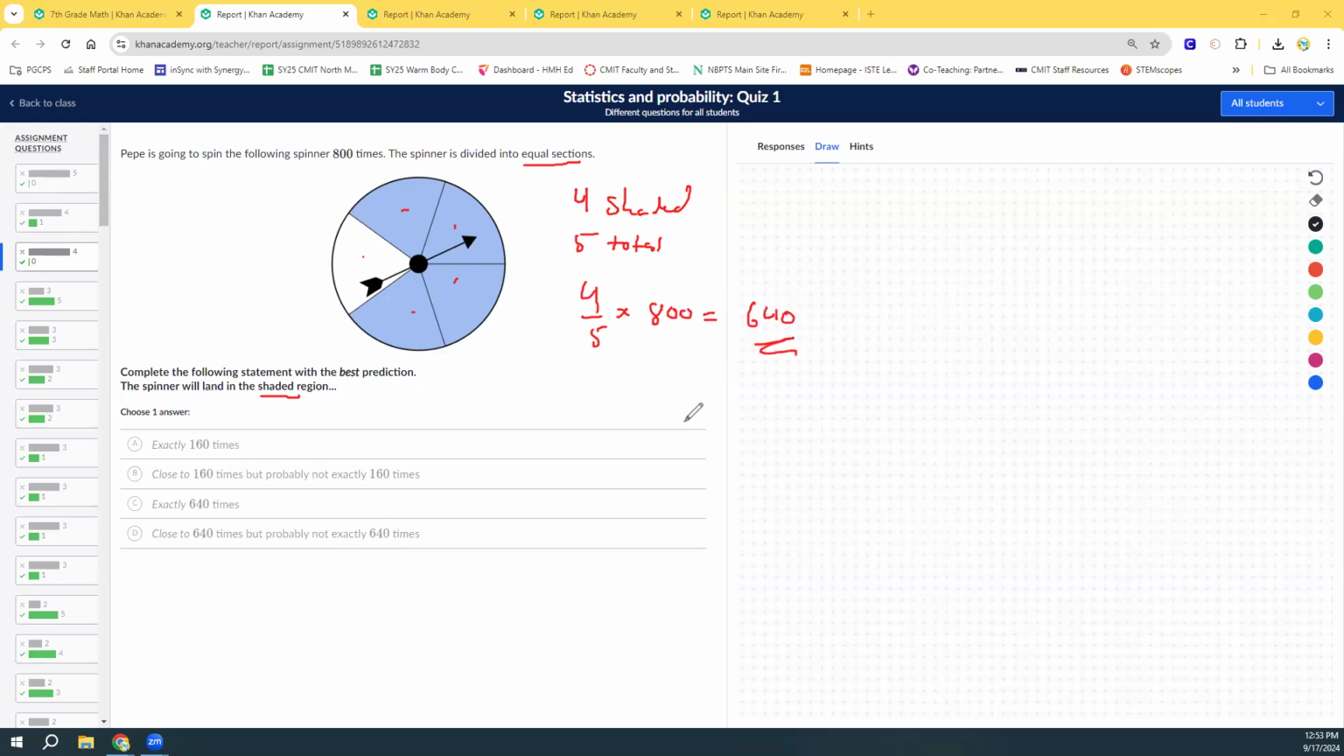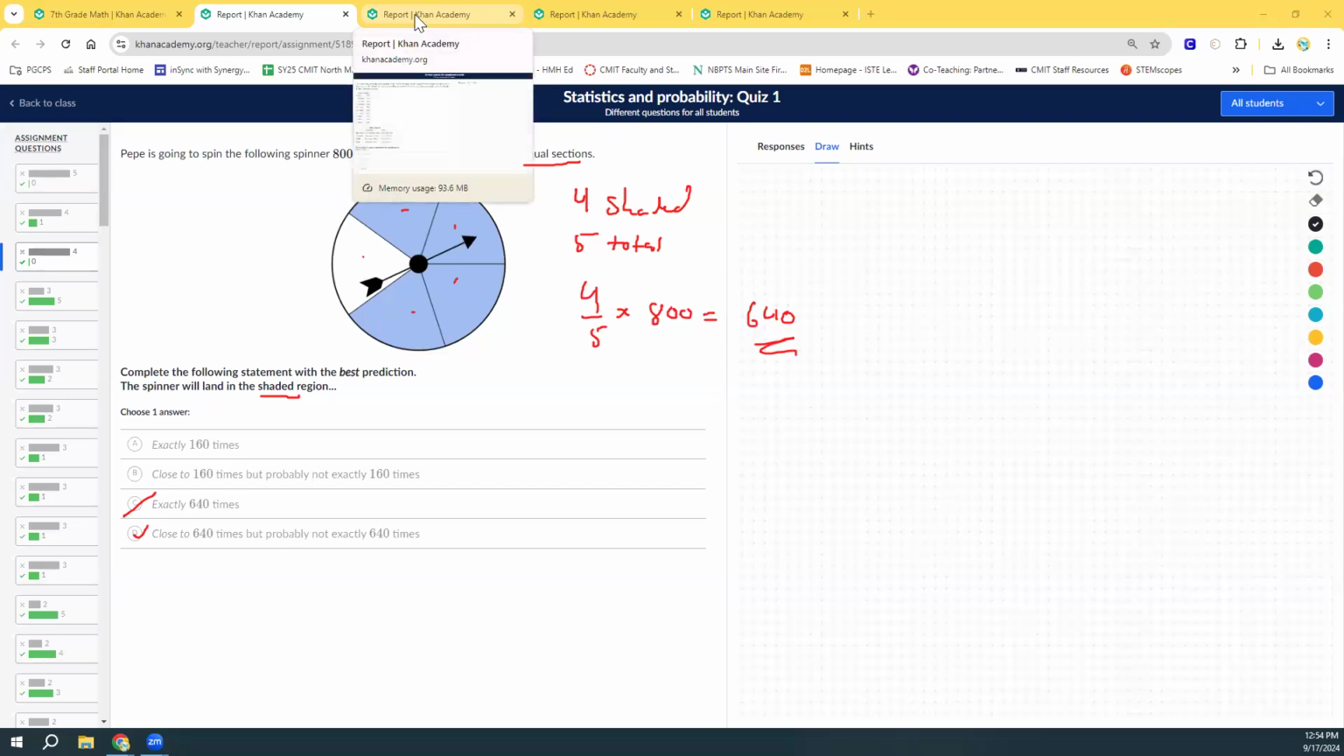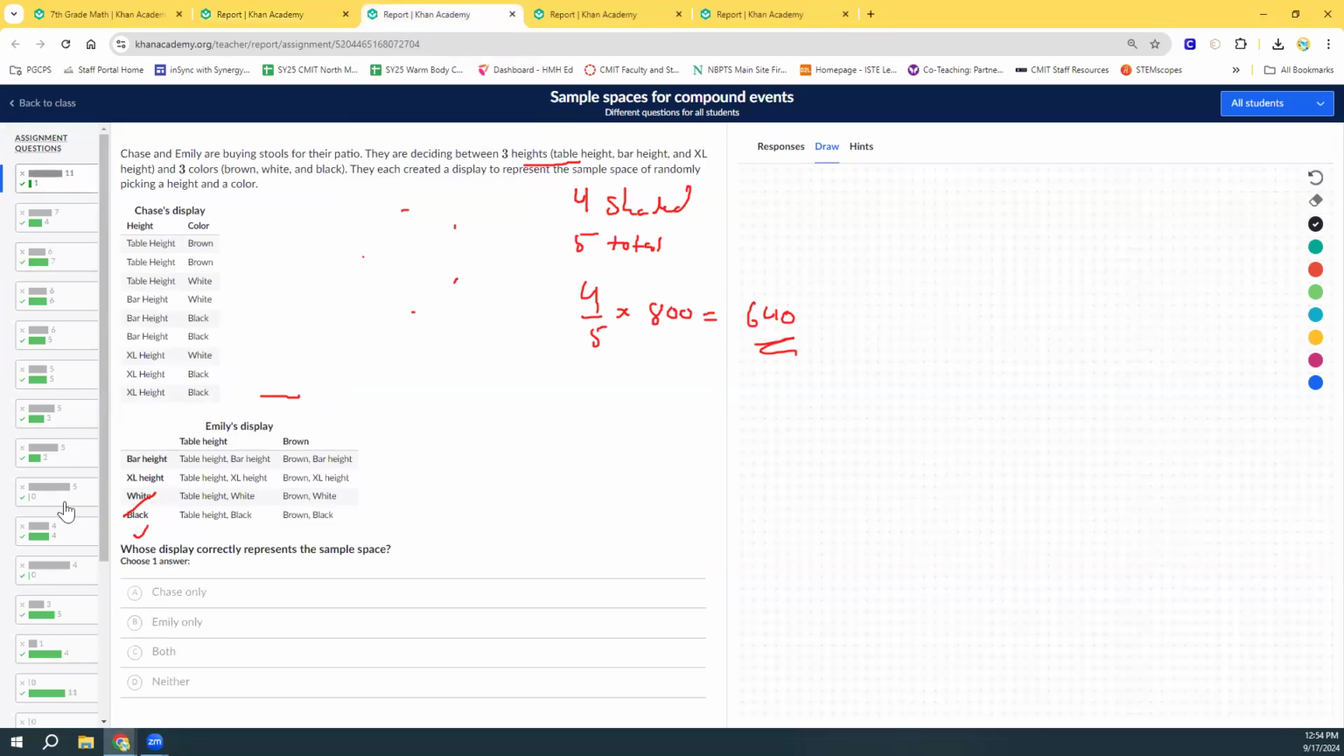But does that mean it's going to land exactly 640? No, we can't know that. But we can know that probability-wise, it should be close to 640, but probably not exactly 640. And that is what probability does. It gives us the likelihood of something happening, but not the exact outcome. It just gives us a really good prediction, which is very powerful because nobody can know the future. But if you know the probability, that is something pretty good.